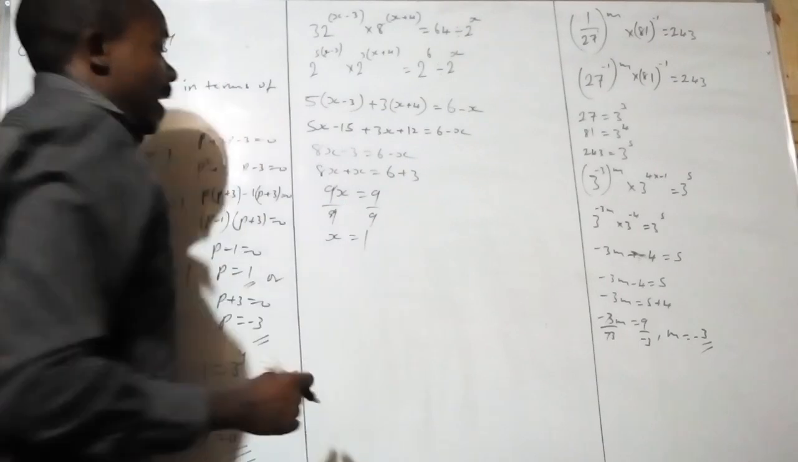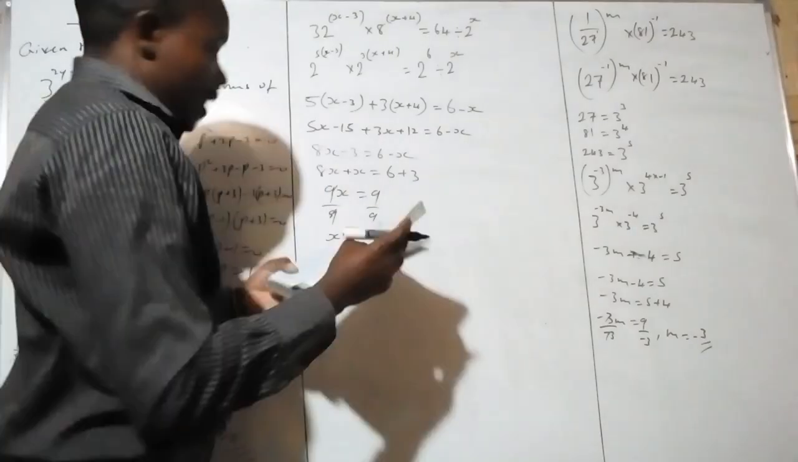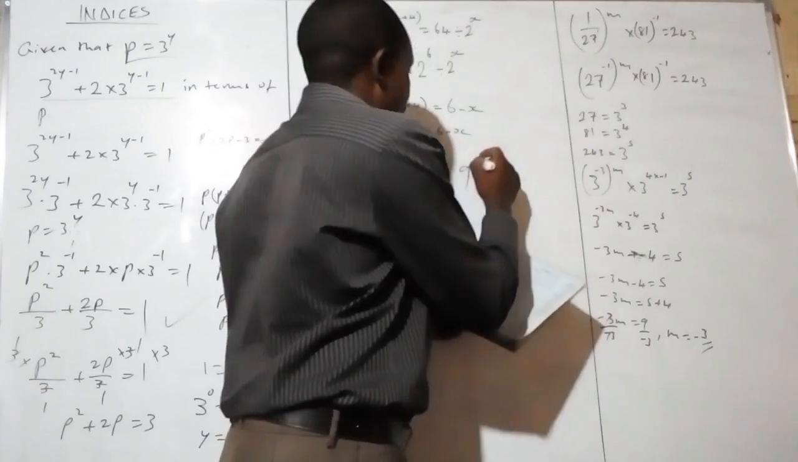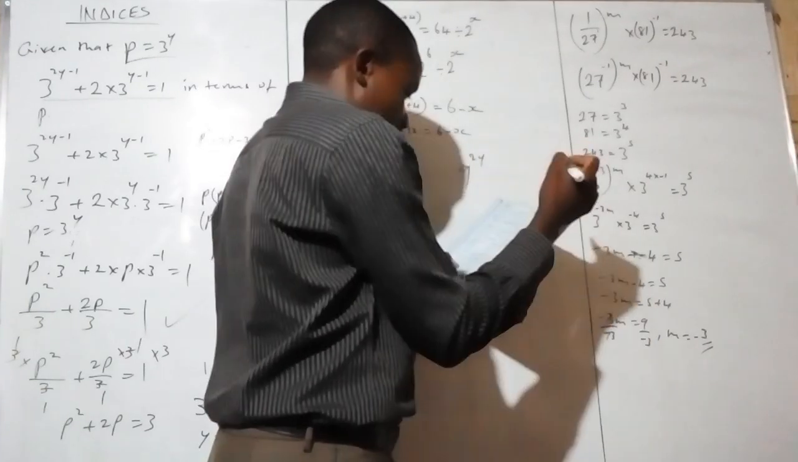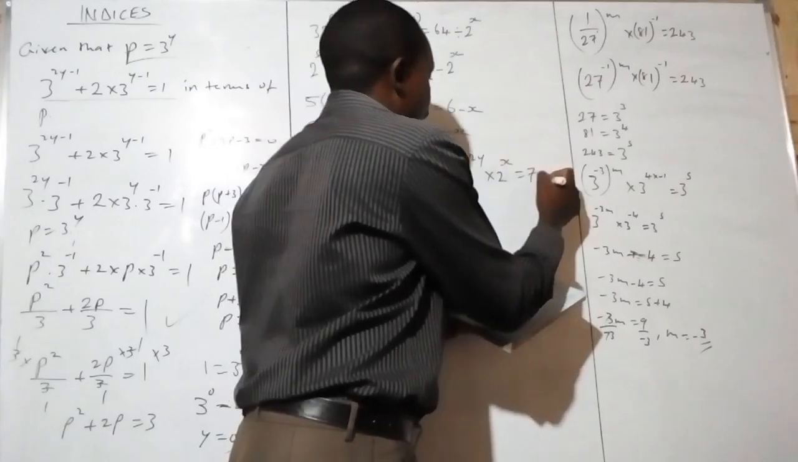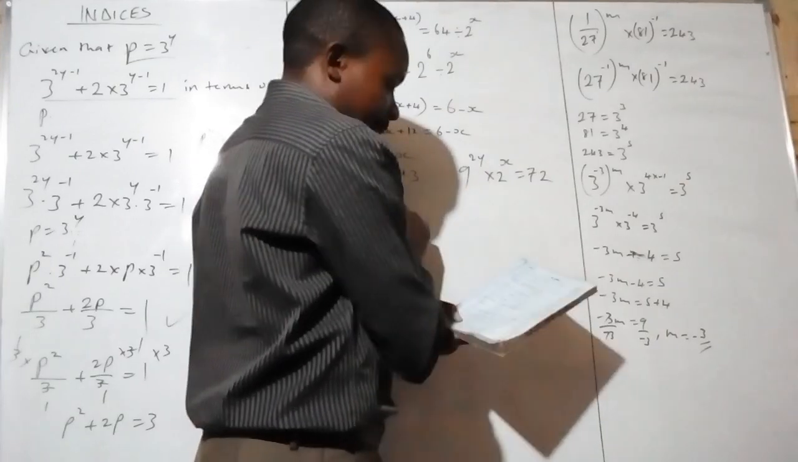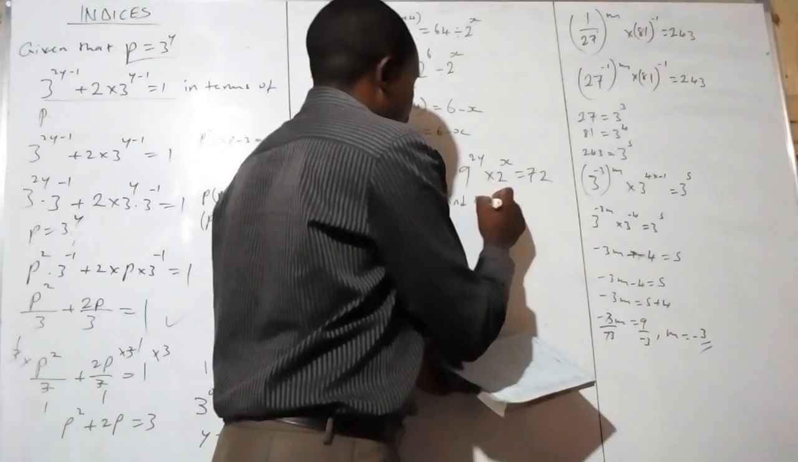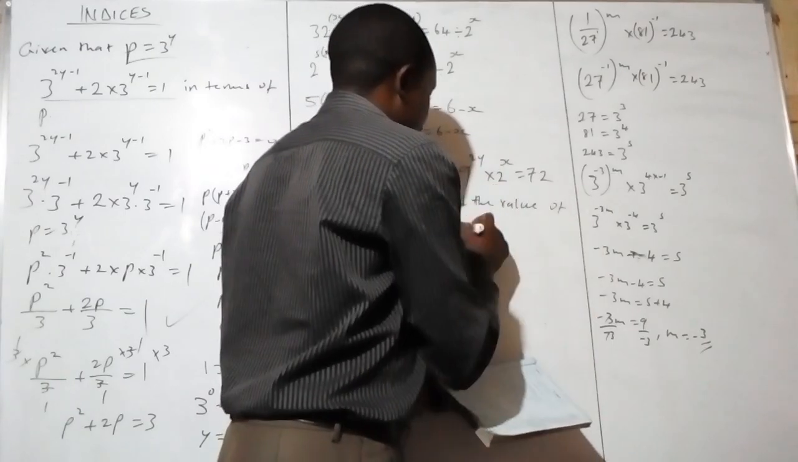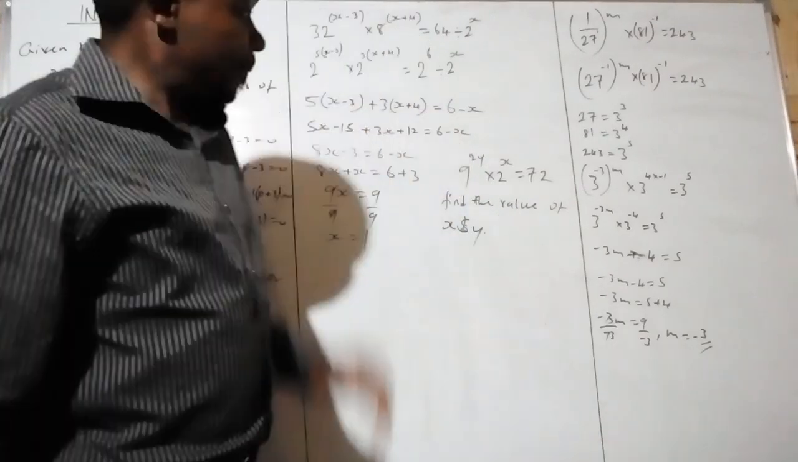Next, you are given 9 raised power 2y times 2x is equals to 72. Here we have x and y. Then you've been told to find the value of x and y. This is another simple question. For 9, express 9 to base 3.